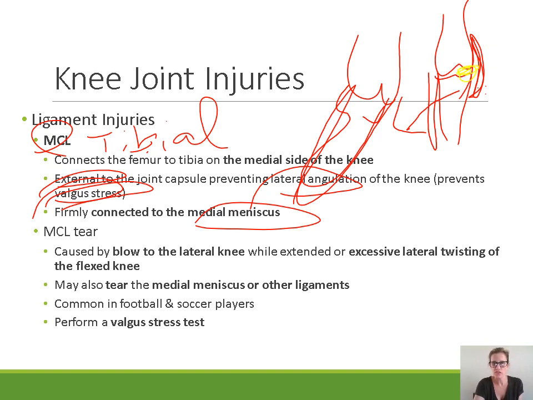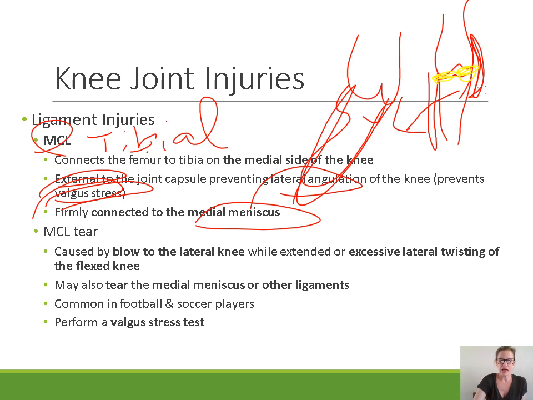There are two cartilage pads that are present in the knee. The medial meniscus is here between the medial condyle of the femur and the tibia. The lateral meniscus is on the other side, or on the lateral side, between the lateral condyle of the femur and lateral condyle of the tibia.